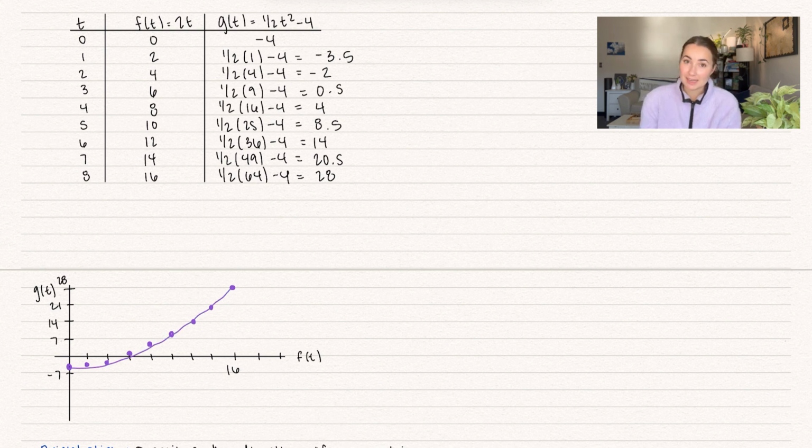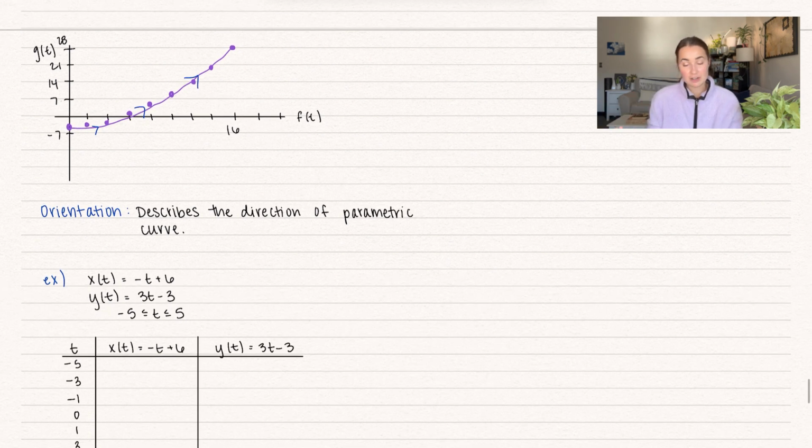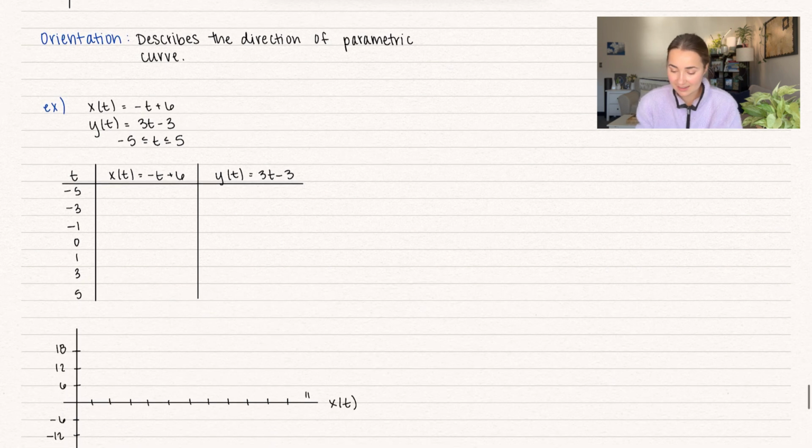Something else we also have to indicate is the orientation. Which direction are we going in? Well, when time is equal to 0, we're moving in this direction. So that's how you can indicate the orientation, is you can add those little arrows. It describes the direction of the parametric curve in terms of time, because sometimes it could be going this way or it could be going this way. It's important to know. So let's go ahead and see an example of that.